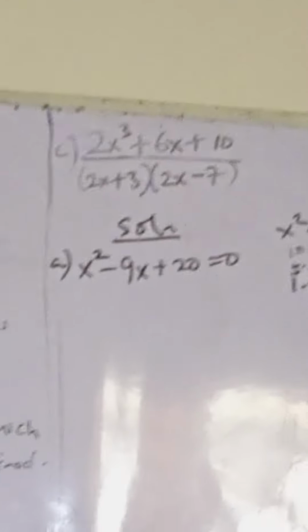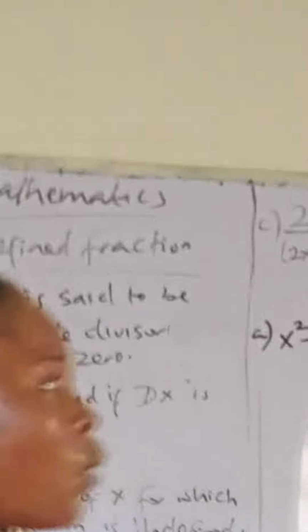It will give us the middle number. We have so many numbers that when we multiply will give us 20. For example, 10 times 2 will give us 20. Also 5 times 4 will give us 20, and 1 times 20 will give us 20. Among these pairs, we are going to look at the one that, when you add it, will give us the middle number. So we have 10 times 2 to give us 20. 10 plus 2 will give us 12.